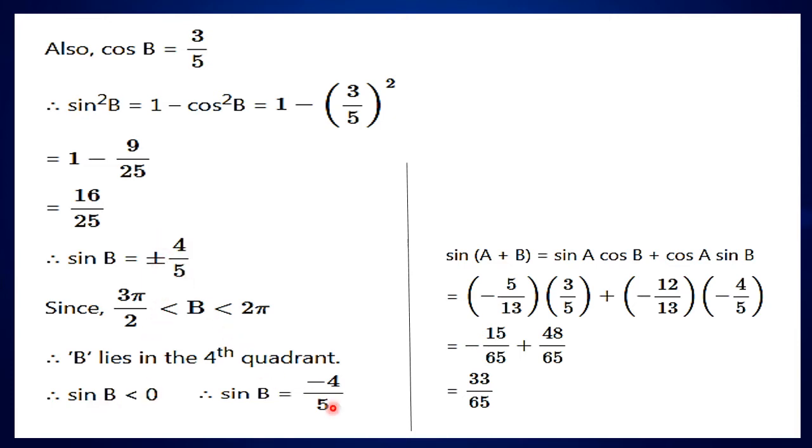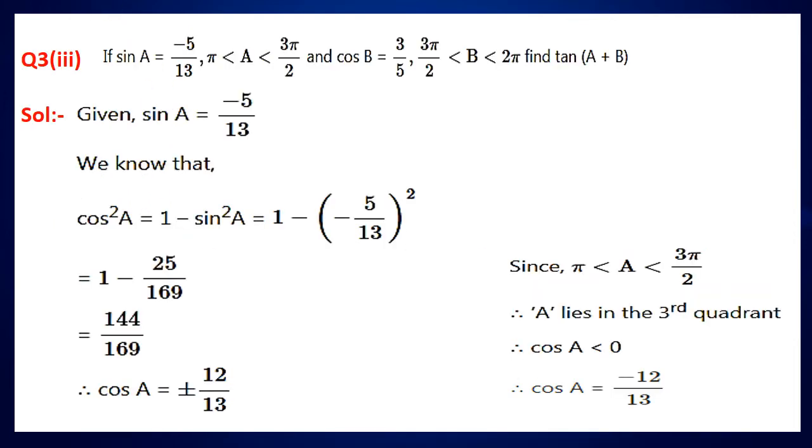Now apply the formula or the rule: sin(A plus B) is equal to sin A cos B plus cos A sin B, and substitute the values obtained. Minus 5 upon 13 into 3 upon 5 plus minus 12 upon 13 into minus 4 upon 5. So after simplification, we will get minus 15 upon 65 plus 48 upon 65. So it is equal to 33 upon 65.